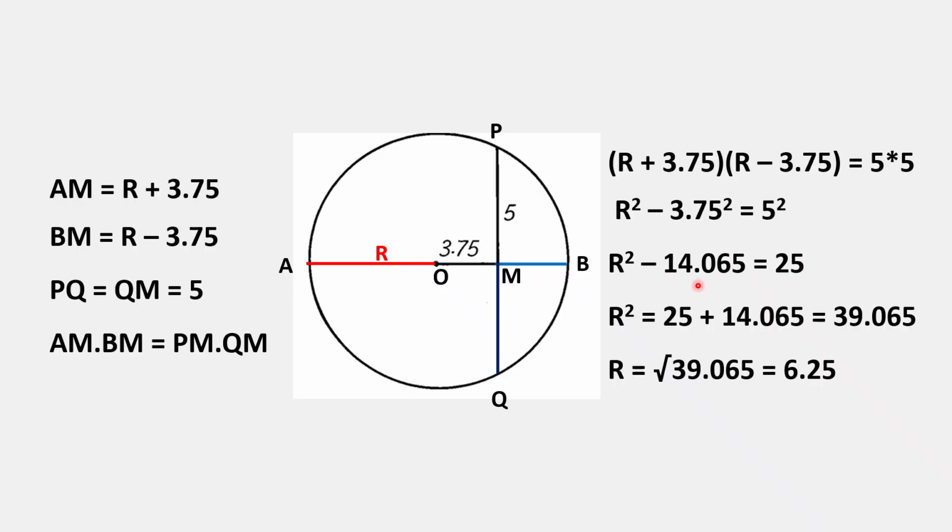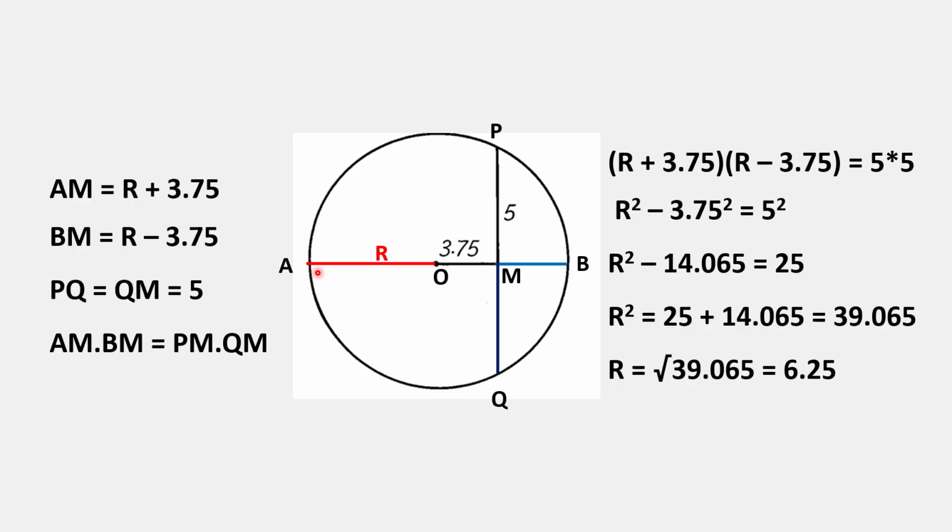So 14.065 transposed to the right side, minus will become plus. So R square will be 25 plus 14.065, that is 39.065. So the value of R will be the square root of 39.065, which gives you 6.25. That is the radius of the circle.